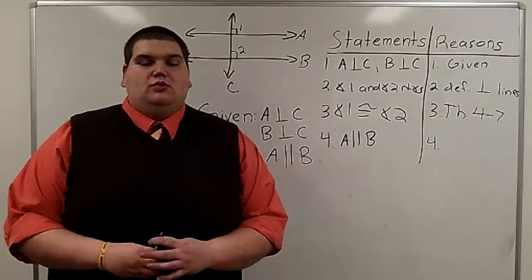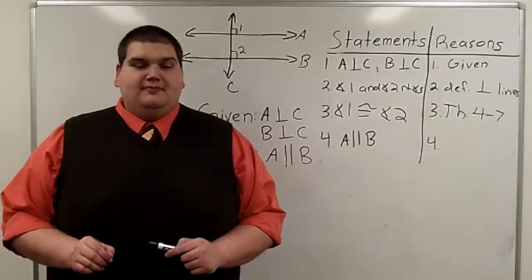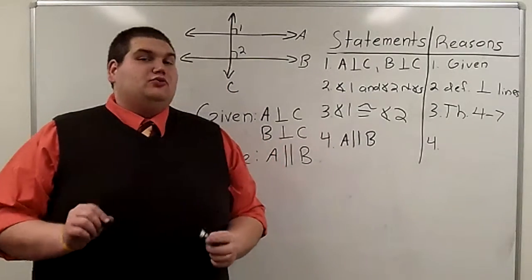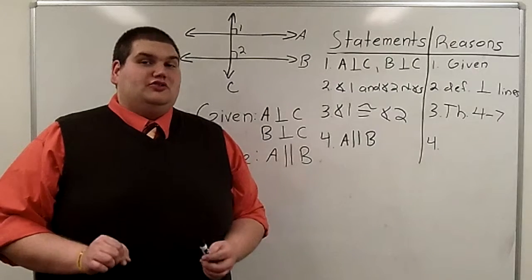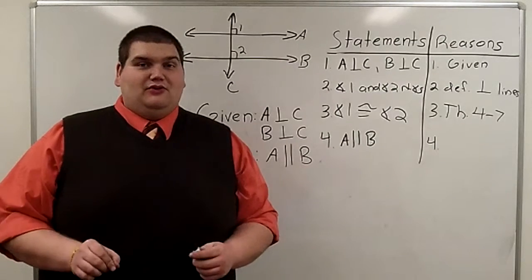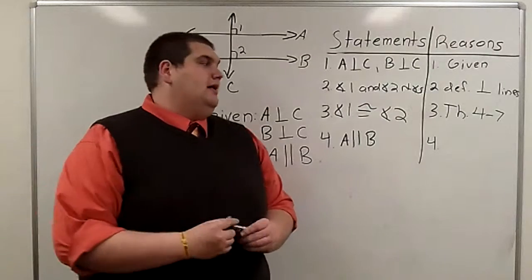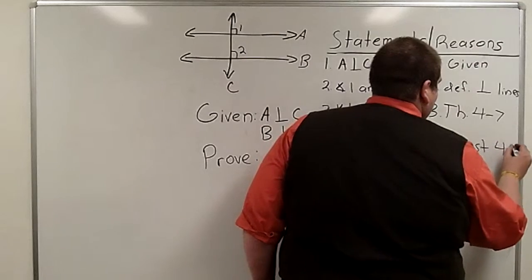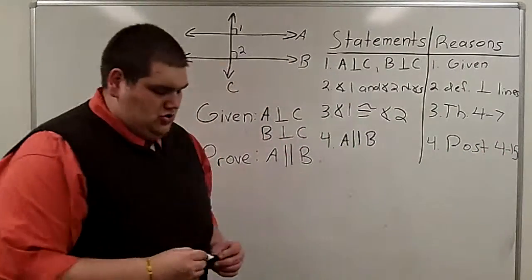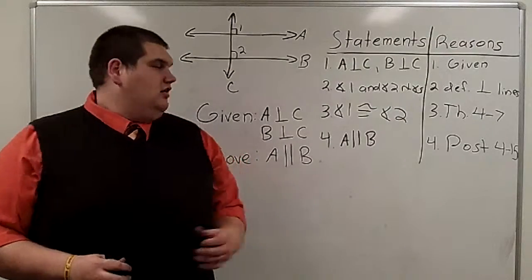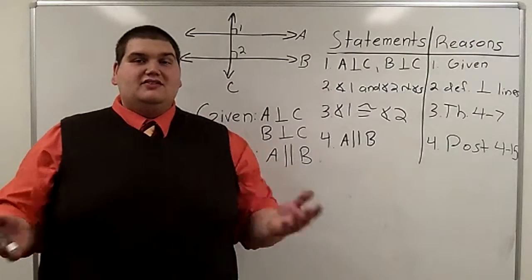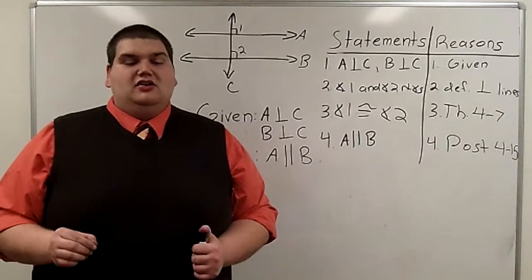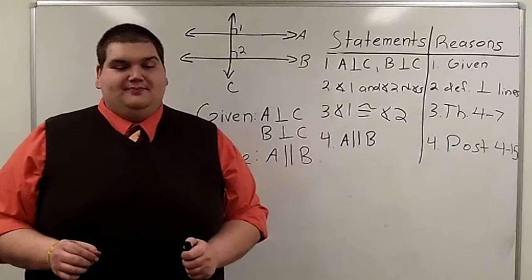And finally, with angles 1 and 2 being congruent, and since C acts like a transversal, angles 1 and 2 are also corresponding angles. Therefore, because of this, by postulate 4.15, we have lines A and B are parallel. And there you have it. We have just proved two lines to be parallel using definitions we have learned in class.